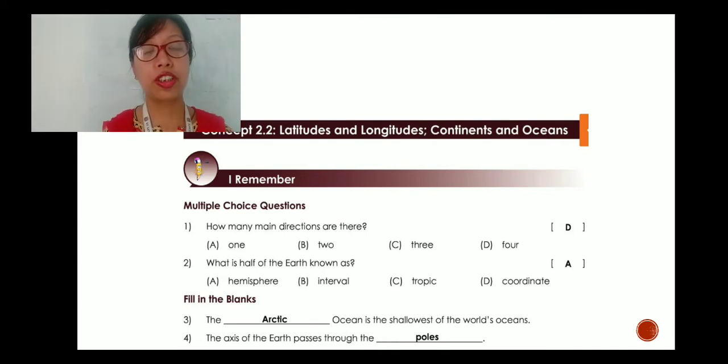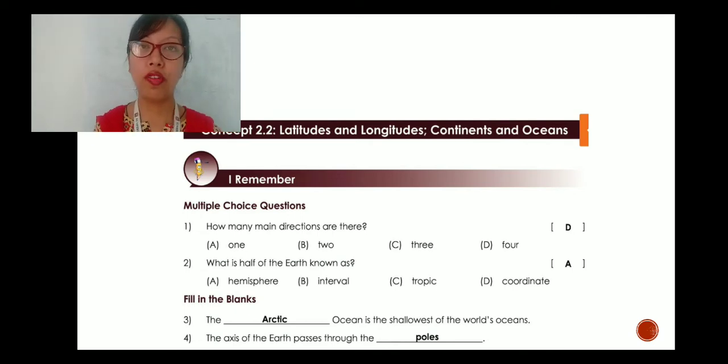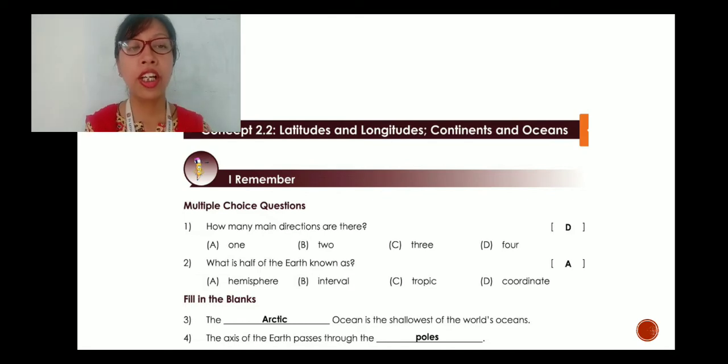So, multiple choice questions. How many main directions are there? 1, 2, 3 or 4? We already know that there are 4 directions, right? So the answer will be D.